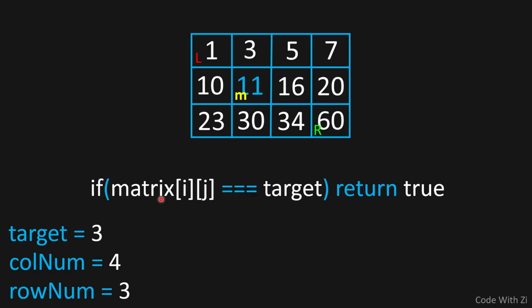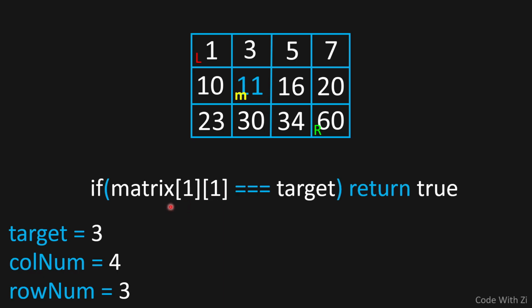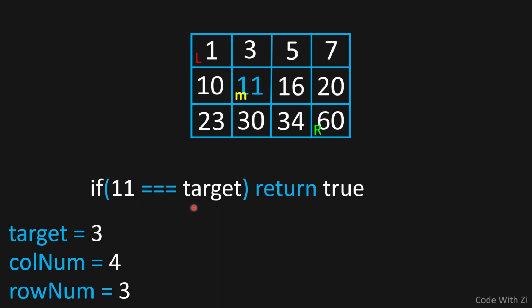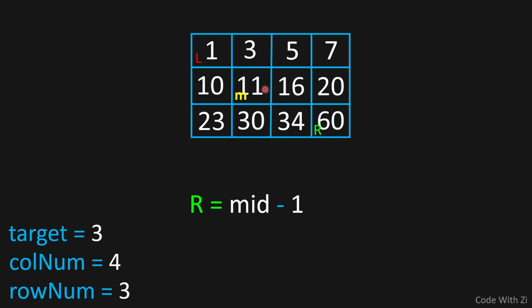So we're going to say if matrix at the index of i and j is equal to our target, well, we know i and j are 1, 1. So we're going to get the number that they're pointing to, 11. Is it equal to target? Target is 3. If it is equal to target, return true. Now really it's not, so because it's not equal to our target and 11 is greater than our target, we're going to say right should be equal to middle minus 1.